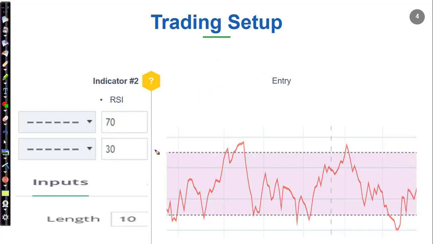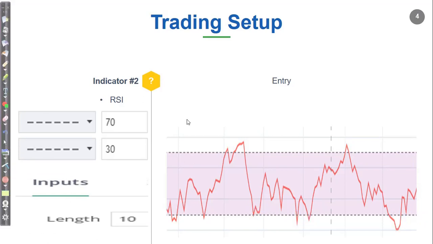What is the entry rule? Once price goes above the 70 line, we are looking for a sell. If price hits 30, we are looking for a buy. That is the setup. So we combine it with Parabolic SAR.